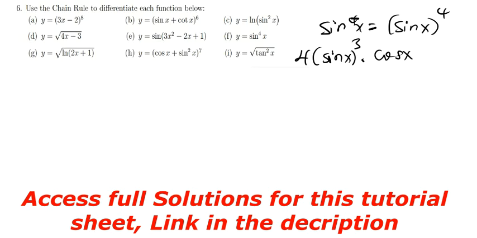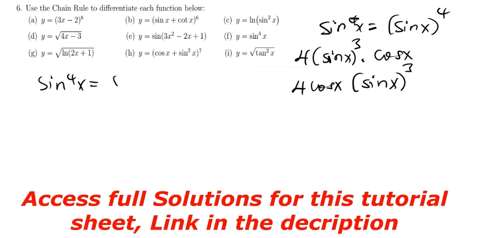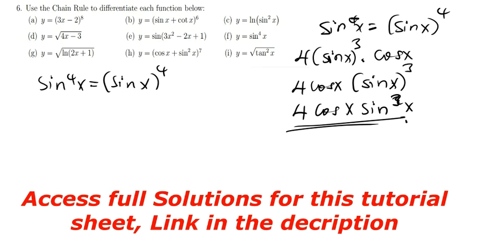Meaning 4 times cos, you end up having 4 cos x, open brackets, sine x raised to the power 3, of which this can be, we are saying that if this is the same as this, then I can drop 3 to be there, so it's going to be 4 cos x sine squared x, or sine to the power 3 x. That becomes my final answer.